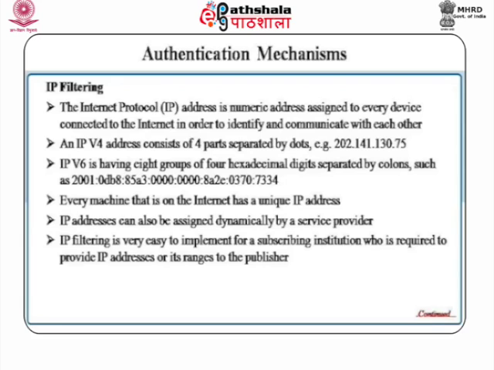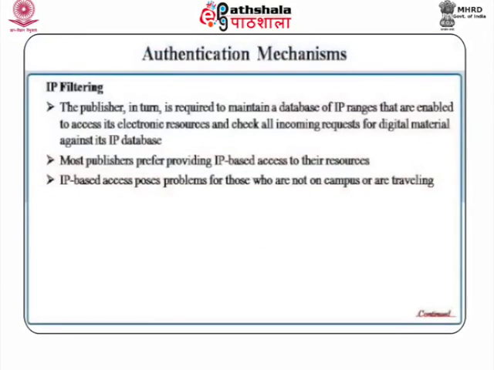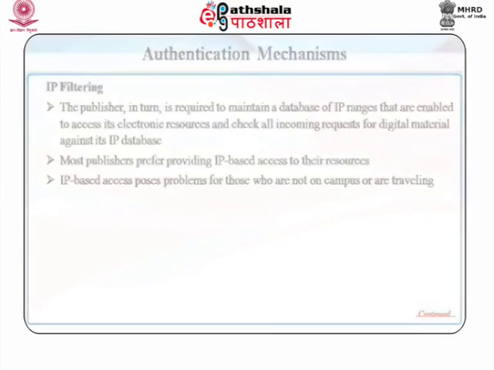IP filtering is relatively easy to implement for a subscribing institution, which is required to provide its IP address or range to the publisher. The publisher in turn is required to maintain a database of IP addresses that are enabled to access its electronic resources and check all incoming requests for digital materials against its IP database. Most publishers prefer providing IP-based access to their resources. The IP-based access poses a problem for those who are not on campus or are traveling.